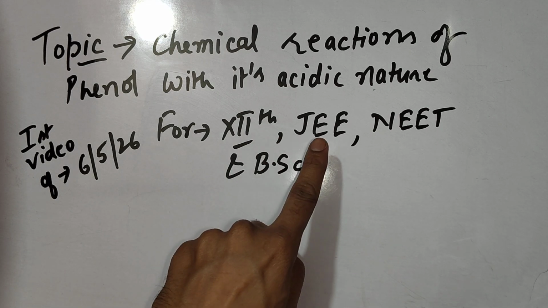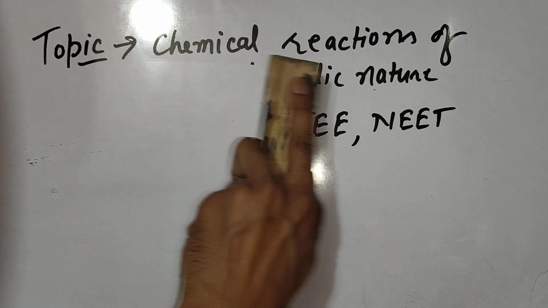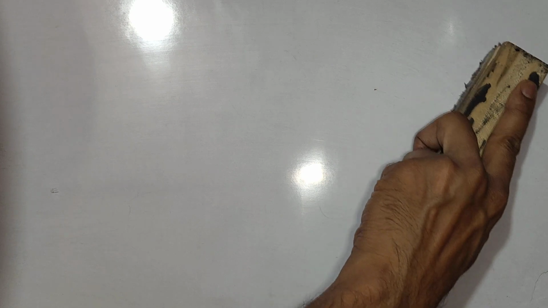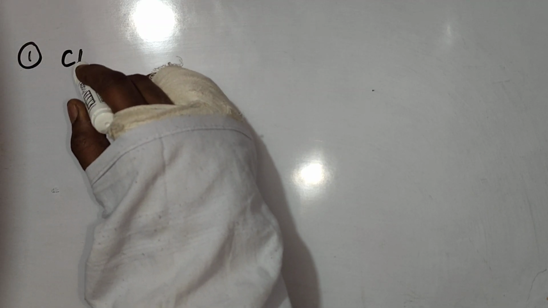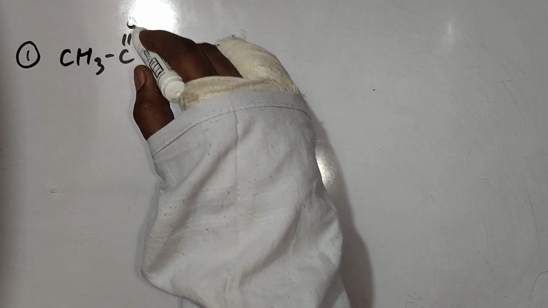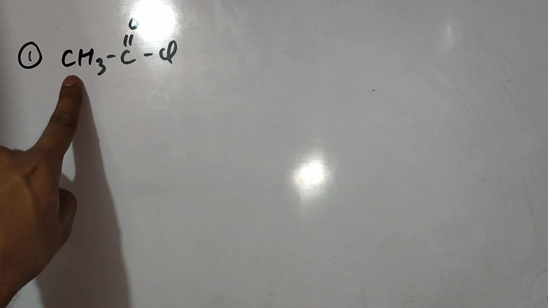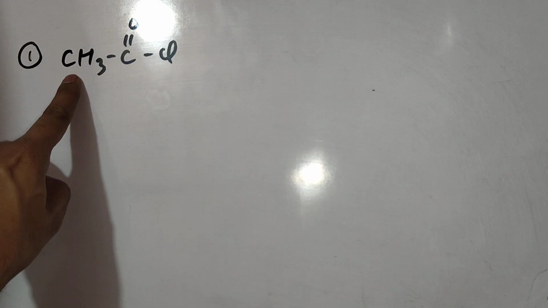This topic is for 12th, JEE, NEET and BSc. Let's check which reactions they are. Total three reactions are there. First, with this compound, acetyl chloride. If you do IUPAC naming, it is ethane 1-onyl chloride.